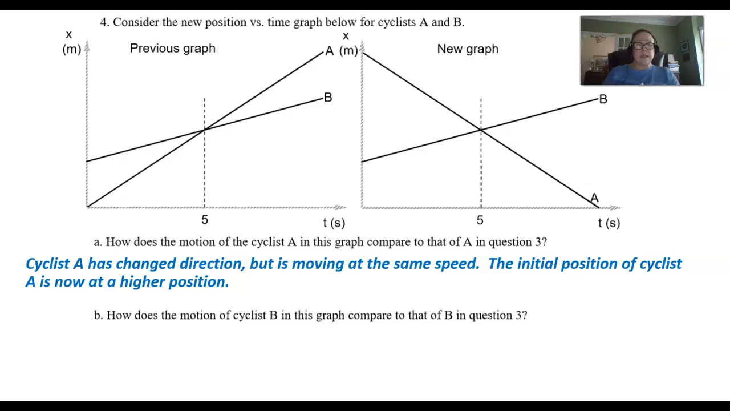And of course, now that A is moving in the negative direction, their initial position is now at a much higher position. And what about cyclist B? I think the motion of cyclist B has not changed at all. It looks identical to what it was originally.